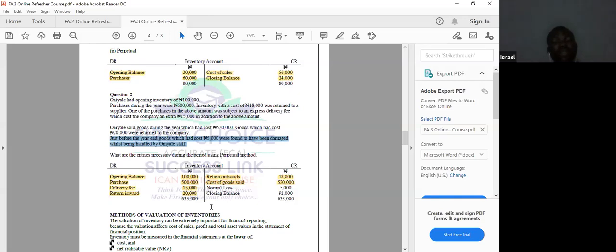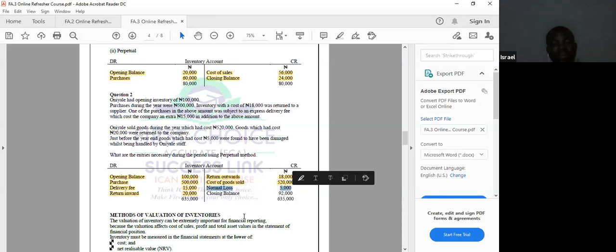Normal loss, because it's possible that in my old 100 inventory, maybe 10 or 5 of it got spoiled. And also, normal loss is a loss that falls within the approved provision of the organization. So if we fall within it, we call it normal loss. We call it normal loss, and that will be 5,000.